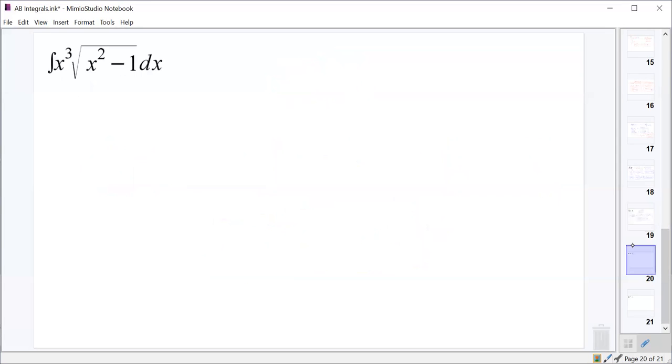Two more to go. Integral of x cubed root x squared minus 1 dx. Anybody got a good u substitution there?